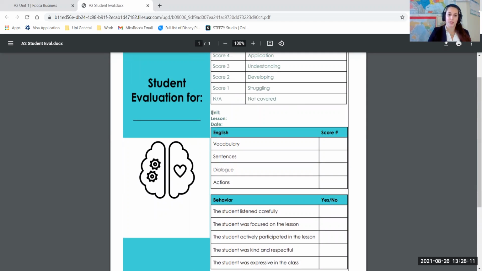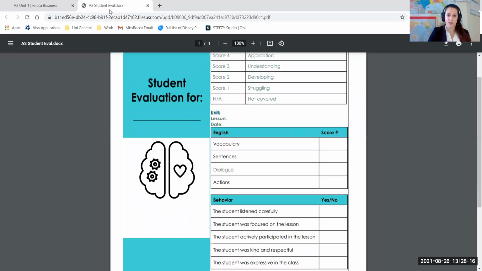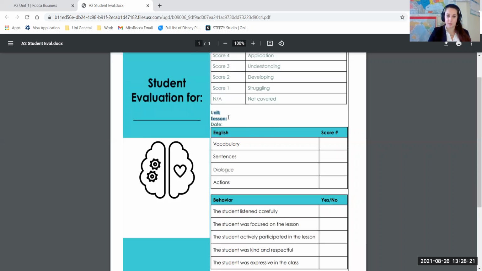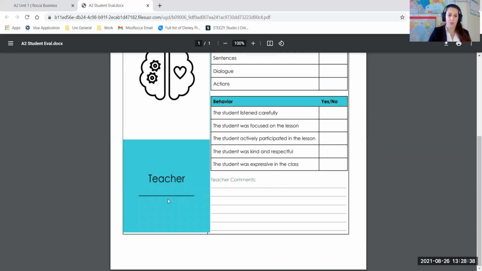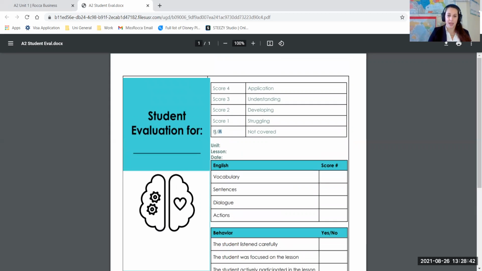So what you're going to do is you're going to put the unit that you're teaching. So this would be Unit 1. The lesson, whether it's 6 or 12. So this is lesson 6, so I would put a 6 there. And the date that you did the assessment on, not the date that you're sending it, the date you did the assessment on is probably what you want to put there for your record. You also want to put the student's name over on the side here, as well as your name on the bottom here.